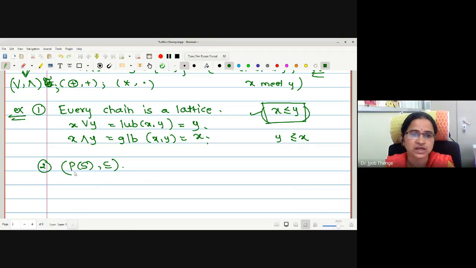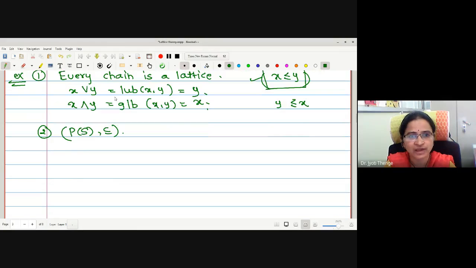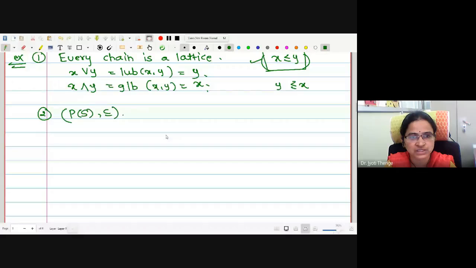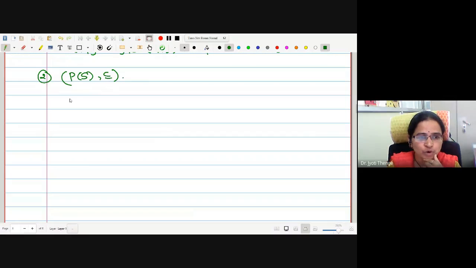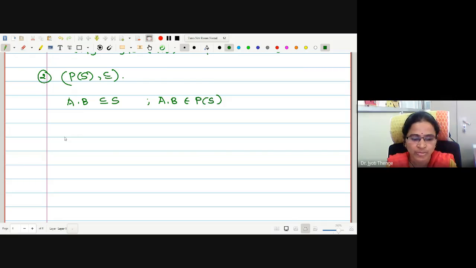But the point to understand is what is the join value and meet value of this set between two elements. Suppose A and B are two elements of the power set, that is, subsets of S. Or I can write A, B belongs to power set of S. Then what is an upper bound of the two sets?